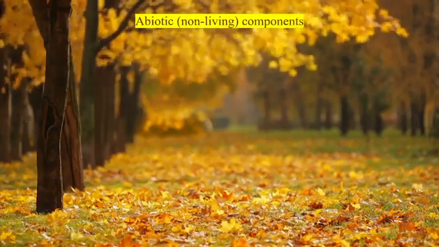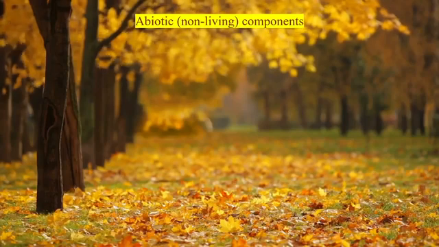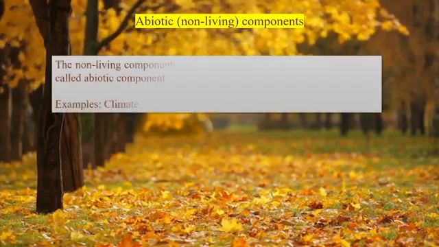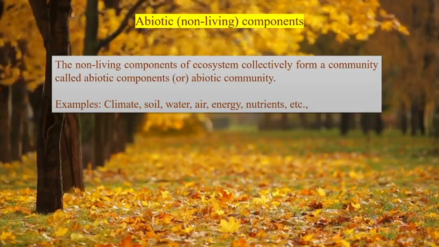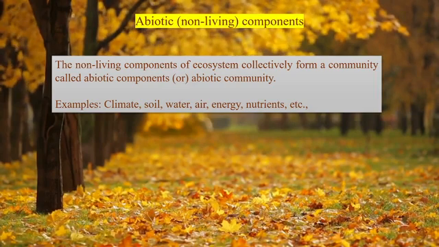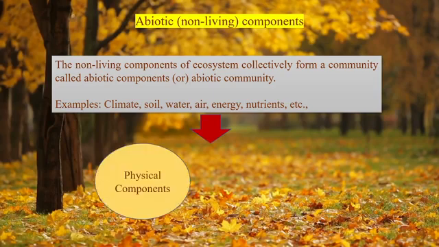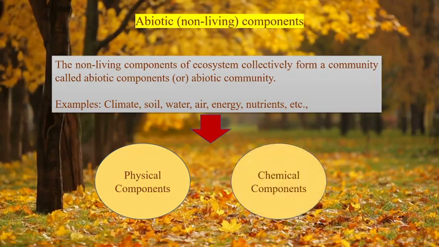And the second major component is the abiotic component, that is non-living. The non-living components of ecosystem collectively form a community called abiotic components or abiotic community. For example, climate, soil, water, air, energy, nutrients, etc. The abiotic components can be classified into physical components, and the second one is the chemical components.